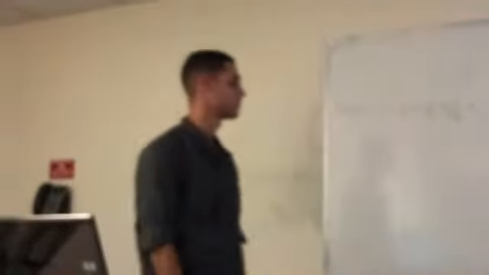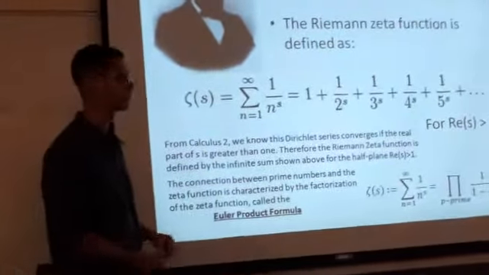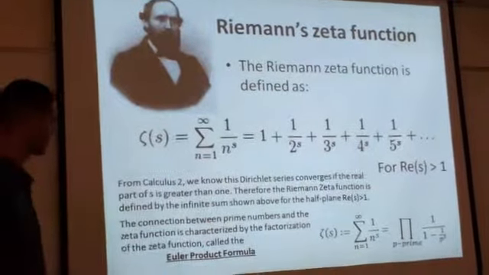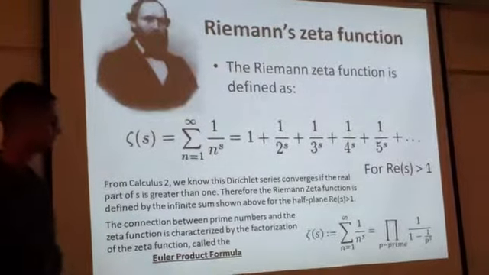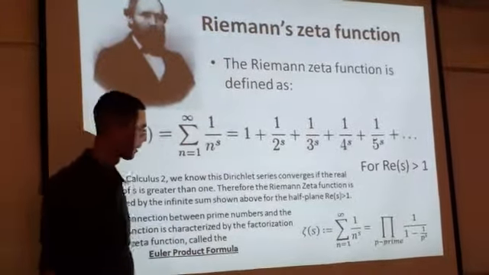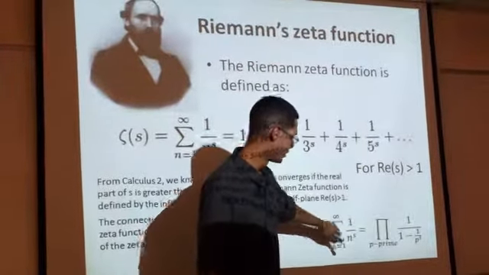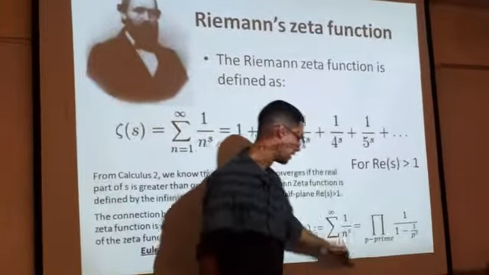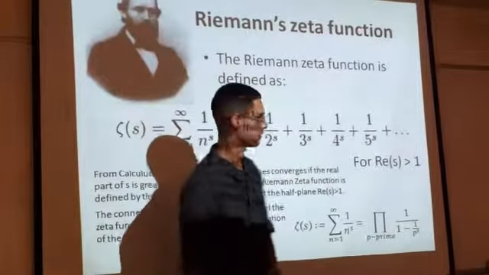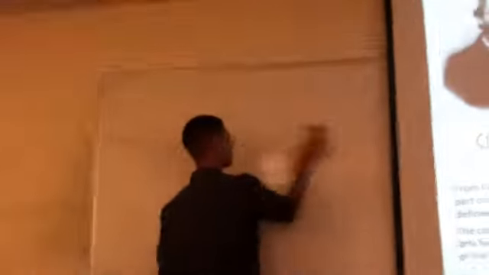Alright, before we can continue though, some of you may have seen this before, but what is zeta's connection to prime numbers? This is what we're here to talk about. The connection is characterized by the factorization of the zeta function called the Euler product formula, where this infinite sum is expressed as an infinite product, where n runs from 1 to infinity, and p runs over all the prime numbers. And we're going to prove this right now.